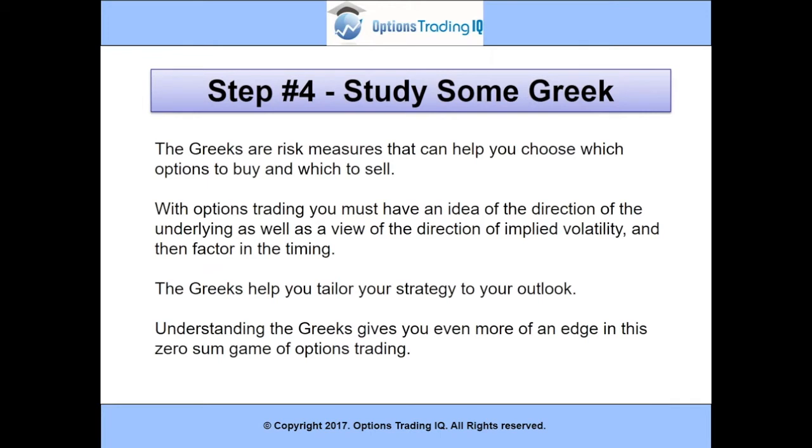So Greeks are risk measures that can help you choose which options to buy and which to sell. With options trading, you must have an idea of the direction of the underlying, as well as a view of the direction of implied volatility, and then factor in the timing. The Greeks help you tailor your strategy based on your outlook. Understanding the Greeks gives you even more of an edge in this zero-sum game of options trading. So always remember when you're making a trade, it's a zero-sum game. Whatever trade you're making, there's going to be a winner and there's going to be a loser. So you need to really understand the Greeks, okay? Very, very important.